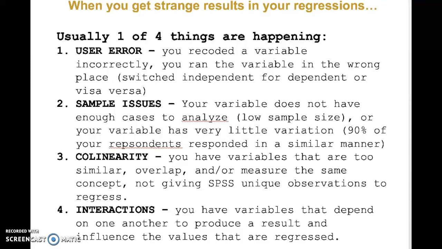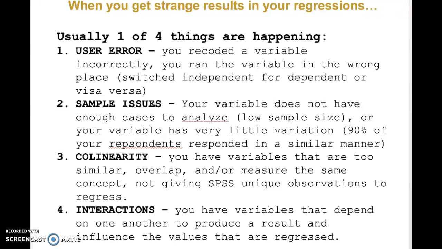Number 3, collinearity. This is something we haven't talked about, but you might remember it from a stats class way back in the day. It has to do with variables that are too similar, variables that overlap or measure the same concept or a similar thing, so it's not giving SPSS unique observations to regress. We're clumping together and can't separate out the differences, and when you're making predictions and probability, you need to be able to separate one observation from another. So you may need to look at your variables and go, "This one's a little too close to that one." Maybe switch that one out and change it to something different.